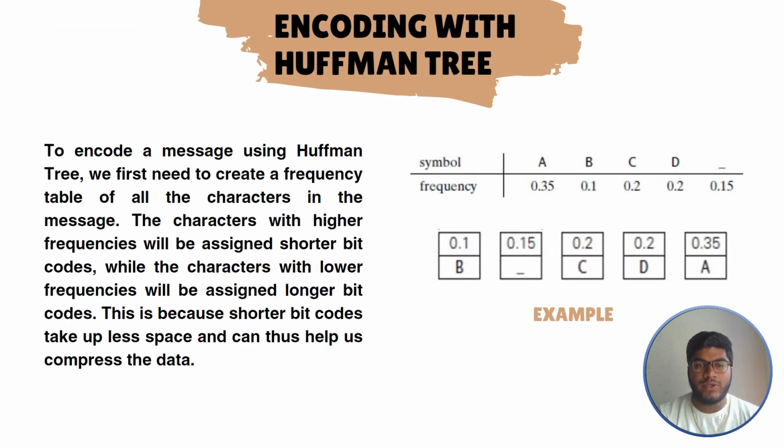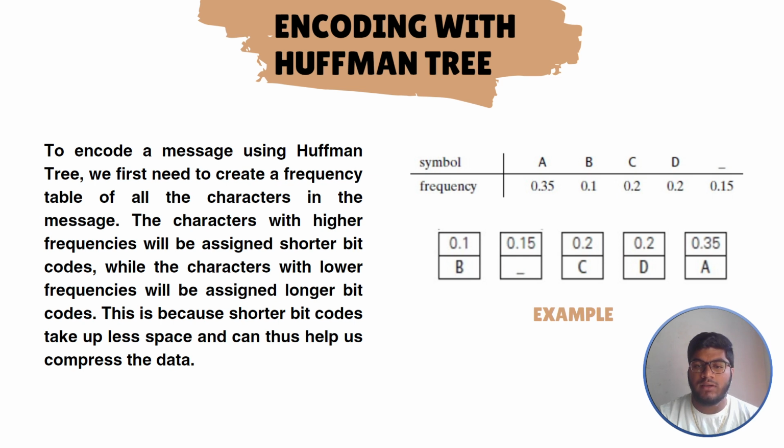Now we are going to discuss encoding with the Huffman tree. We can discuss it with an example also. To encode a message using a Huffman tree, we first need to create a frequency table of all characters in the message. The characters with higher frequencies will be assigned shorter bit codes, while the characters with lower frequencies will be assigned longer bit codes. This is because shorter bit codes take up less space and can thus help us to compress the data.